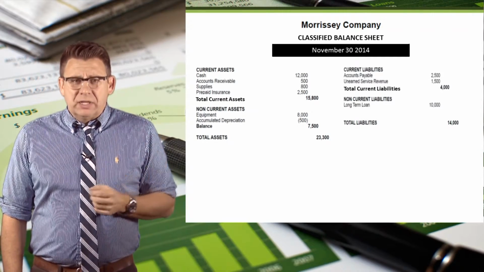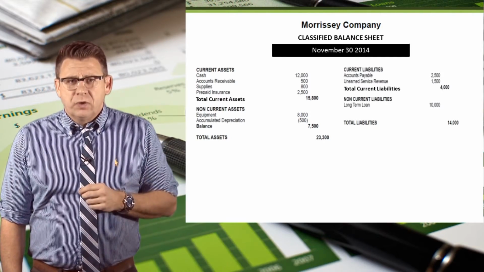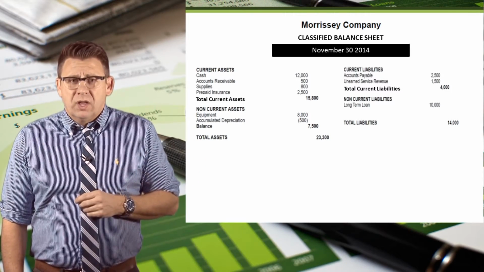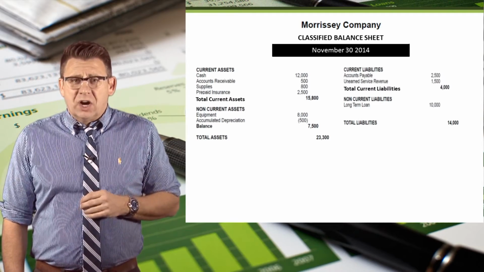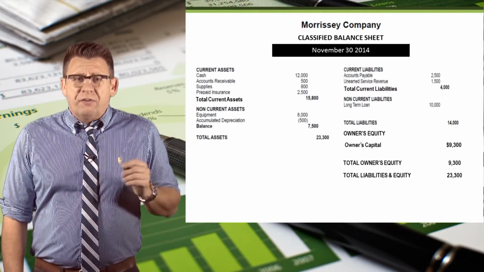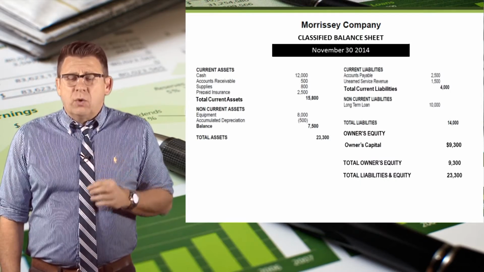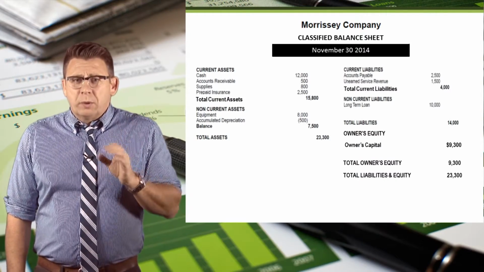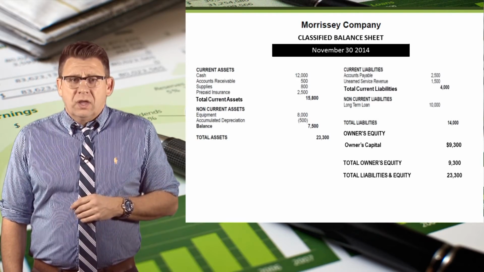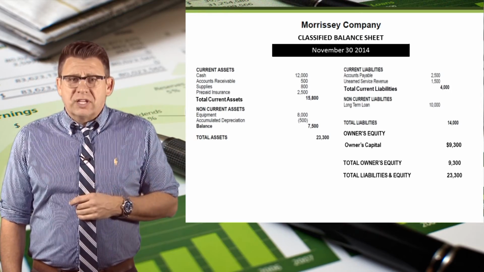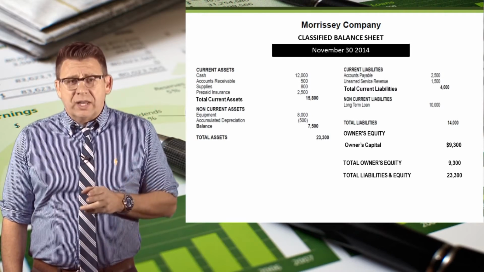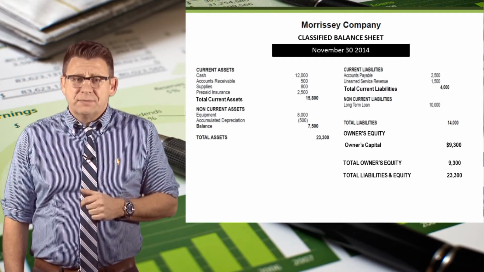Then we move on to the liability side and start with current liabilities. Here we will list our current liabilities in order of liquidity and then total them. Then our long-term liabilities are listed and we will total our liabilities. Finally, we prepare the owner's equity section. Here is where we report the ending owner's capital from the statement of owner's equity. Then that becomes total owner's equity. Finally, we total liabilities and owner's equity.